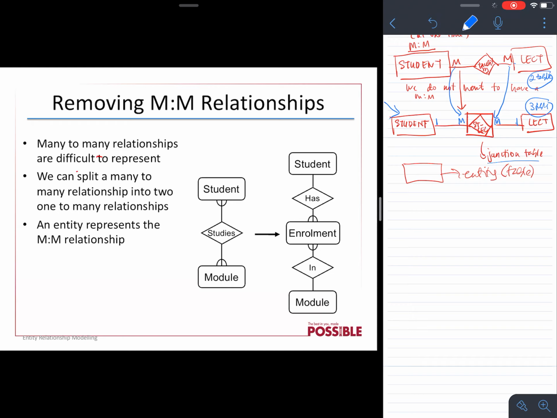Many-to-many relationships are difficult to represent. We can split a many-to-many relationship into 2 one-to-many relationships, and this is how it goes. Initially we have many-to-many: many students study many modules. Then we alter it a bit in such a way that student has enrollment in module. So the M now becomes there. This one is actually 1.